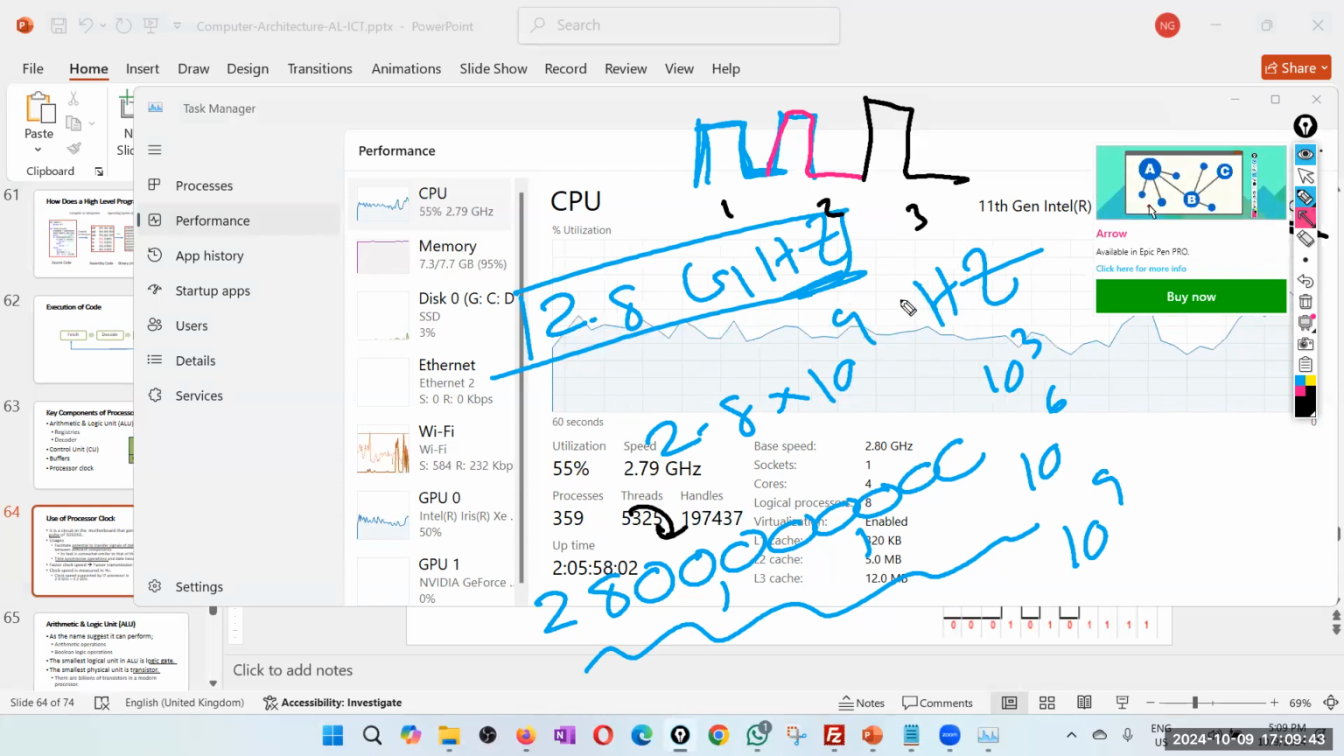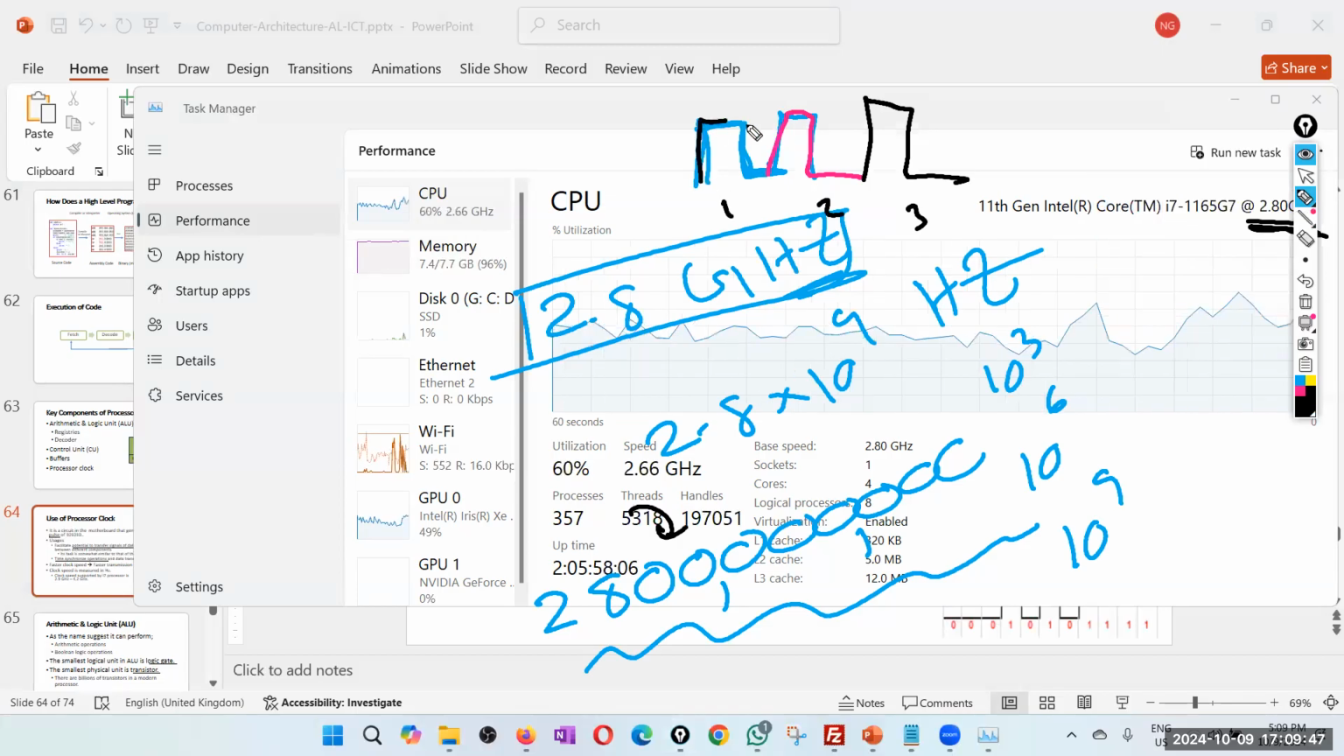Okay. So what does processor speed mean? Clock speed. Clock speed means how many cycles per second. Right. 2.8 gigahertz means 2.8 into 10 to the power 9 cycles per second.